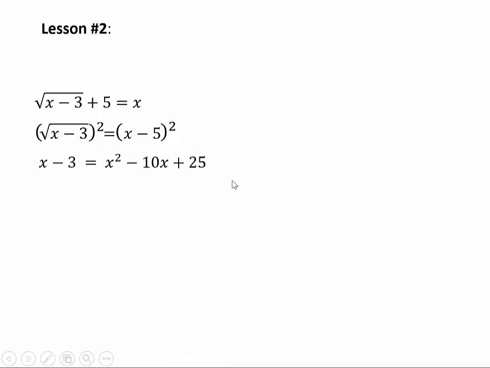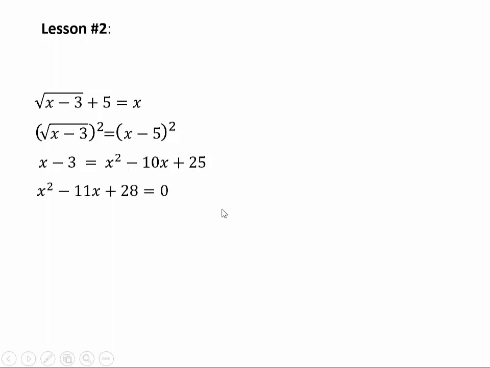So now there's no more radical. But notice that this time we have a quadratic equation. So we started out with a square root and a linear part of the equation in the beginning. And now that's turned into a quadratic, and that's going to be what's special about this problem. And now I have to solve a quadratic equation, so I'm going to try to get everything on one side, set it equal to 0, and solve that however I deem possible.